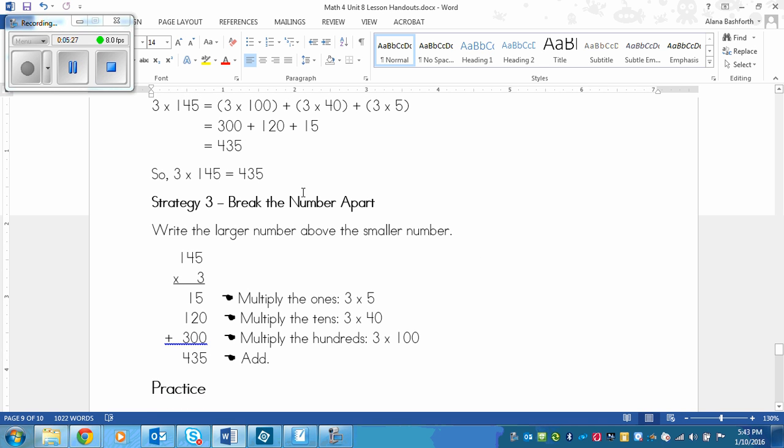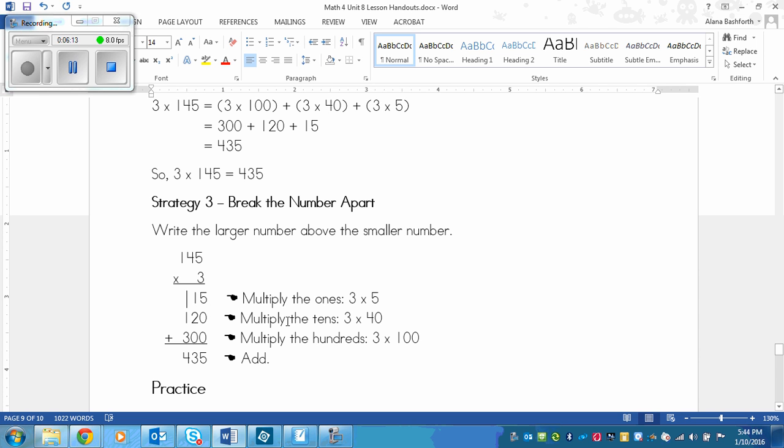All right, and that brings us to the last strategy of breaking the number apart. So basically what we just did, but with less writing, because technically you wouldn't write all of this part, you would just write here. But this is the explanation. So first, you put the bigger number on top of the smaller number, and then you focus your attention on the ones, and then the tens, and then the hundreds. So 3 times 5 is 15, and I write it right here, making sure to line up the ones with all of the ones places. Okay, and the tens with the tens places.